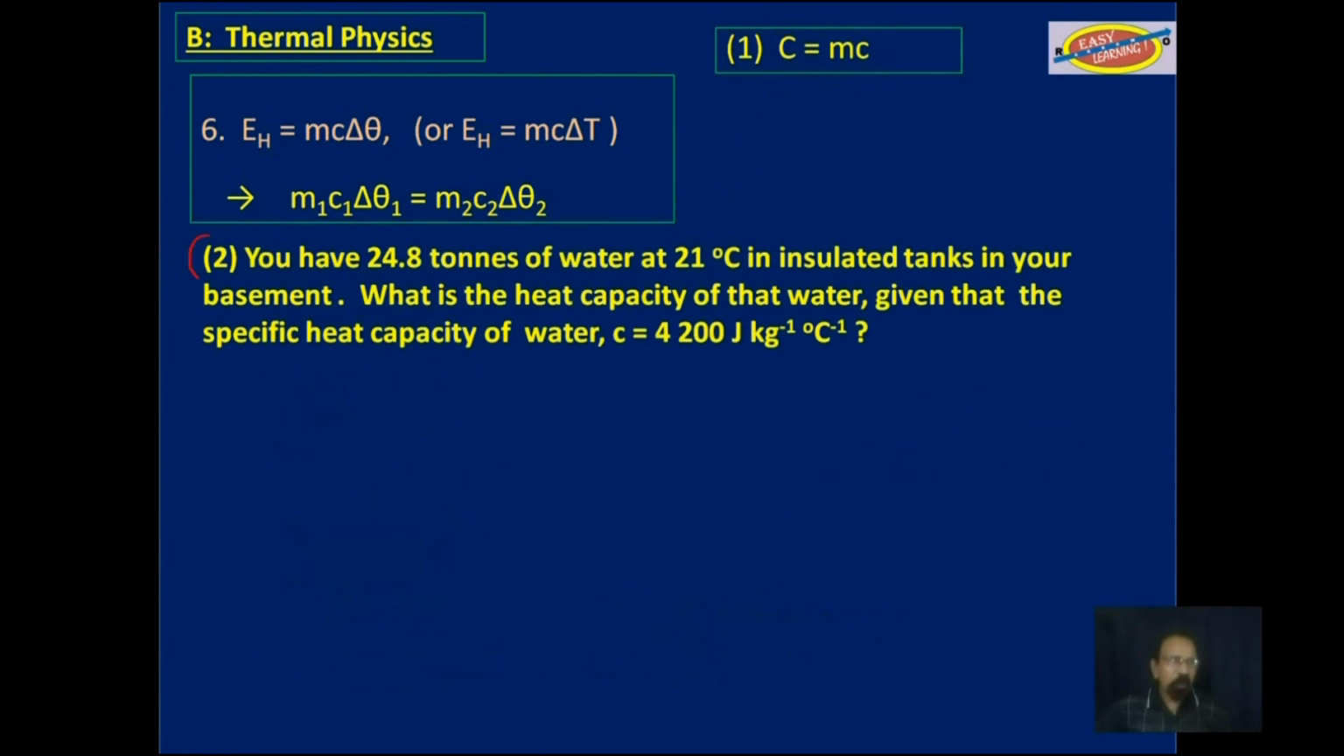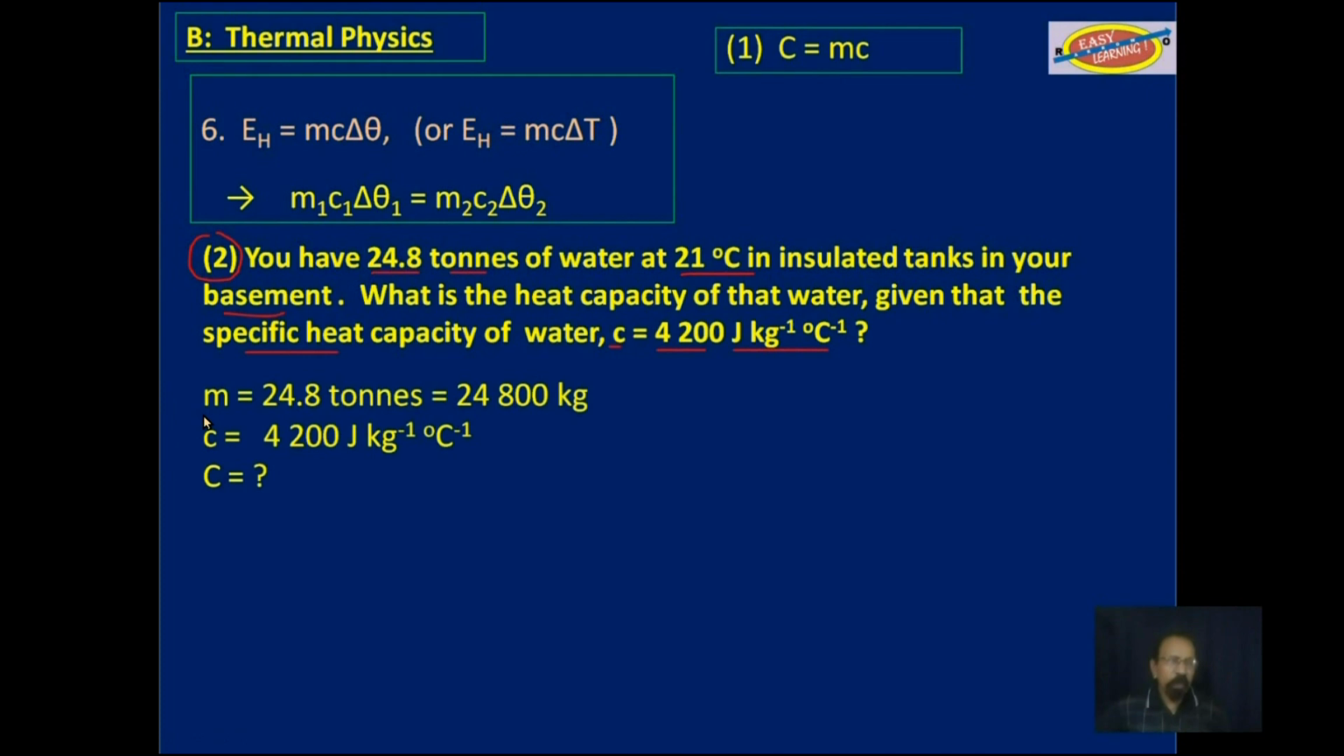We now look at question 2. You have 24.8 tons of water at 21 degrees Celsius in insulated tanks in your basement. What is the heat capacity of that water, given that the specific heat capacity of water, c, is 4,200 joules per kilogram per degree Celsius?